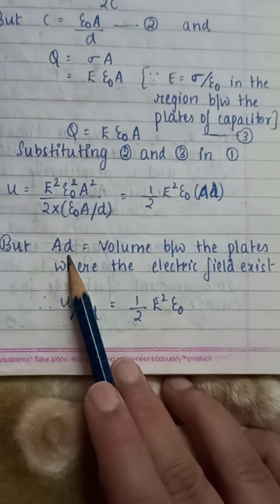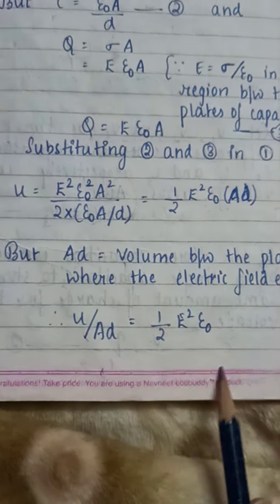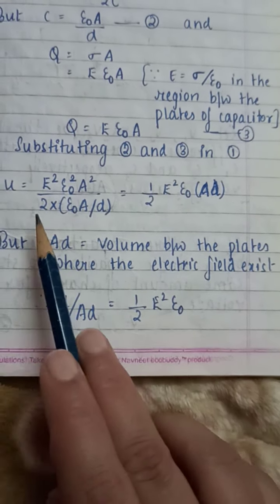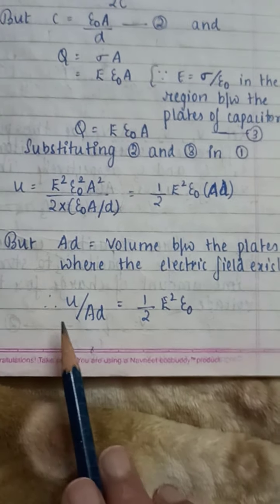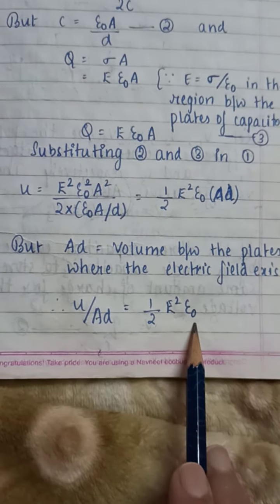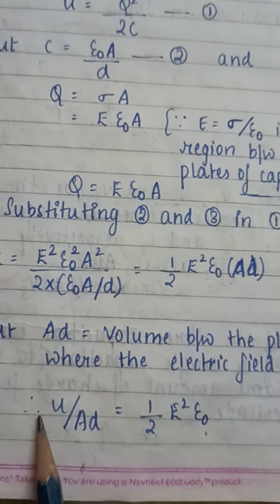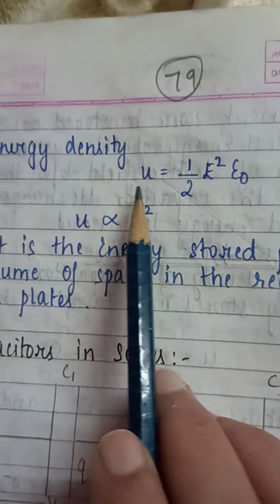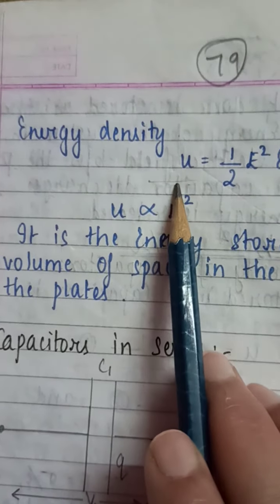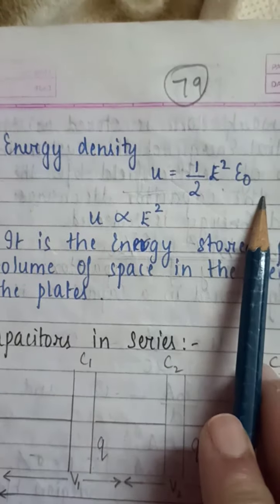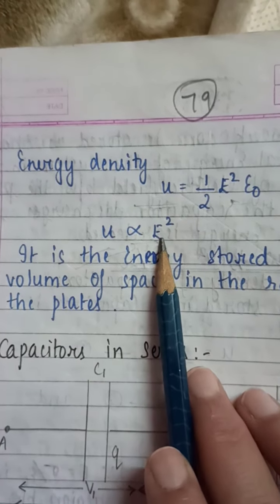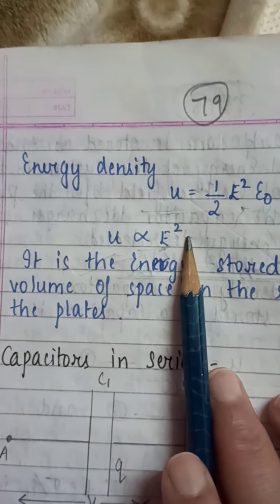AD, you know, is area into distance, that will be the volume between the plates where the electric field exists. So this will be volume. So when it goes down by cross multiplication, U by AD equals half E square epsilon naught. This is the expression for energy density, energy stored per unit volume. This is the final formula, energy density, which you denote by U here, equals half E square epsilon naught. Epsilon naught is a constant, so energy stored per unit volume is proportional to electric field E square.